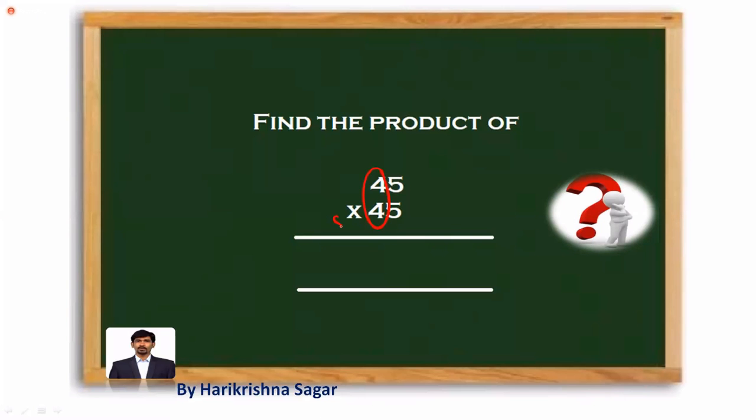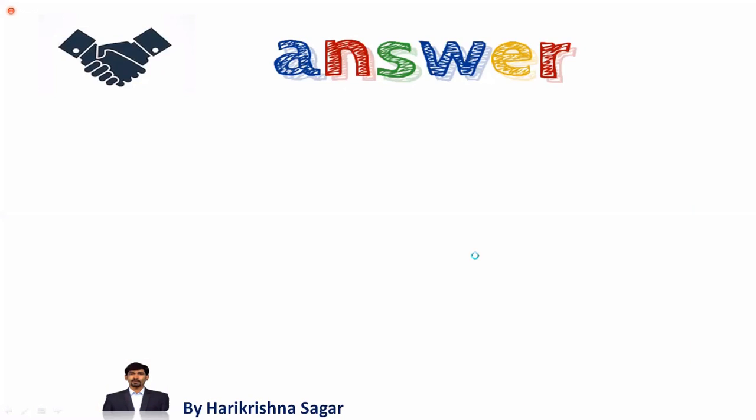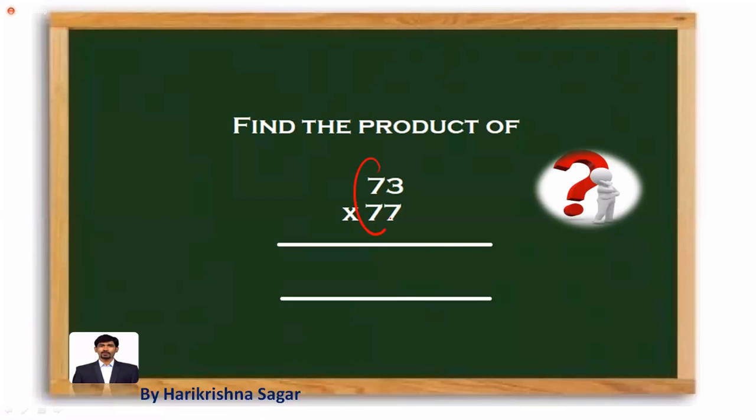45 into 45. 4 into 5 is 20. 5 into 5 is 25. The answer is 2025. Look at the next one. 73 into 77. 7 into 8 is 56. 7 into 3 is 21.